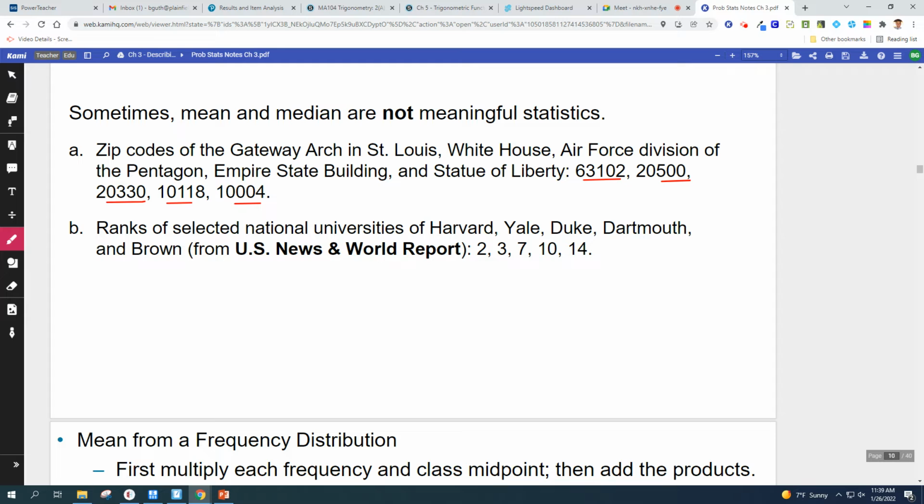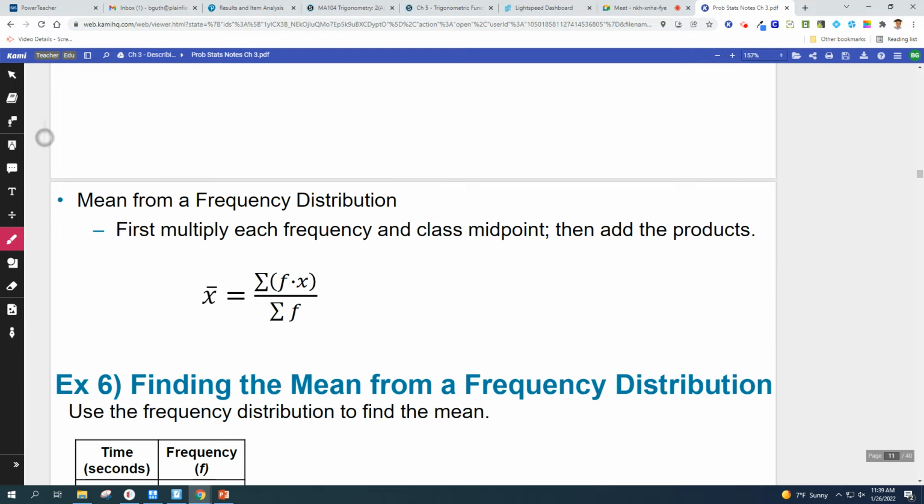Ranks of selected national universities, 2, 3, 7, 10. Again, if we found the mean of those 5 numbers, it doesn't really tell us anything. I saw another example where they were talking about the jersey numbers on a football team. And even though we could find the mean of those jersey numbers, it doesn't tell us anything, so who cares? That's what they're saying.